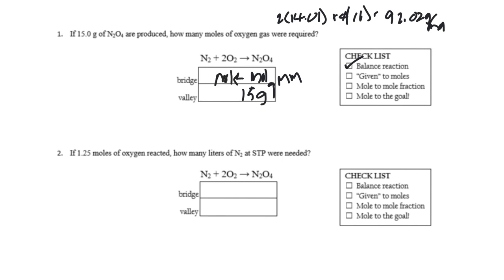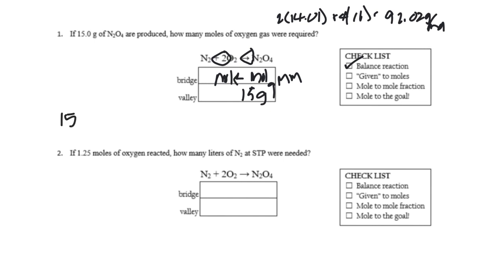Now, once I'm at moles of N2O4, the problem is saying how many moles of oxygen gas I'm going to need. So in order to go across the bridge, I need the coefficients. So I have a 2-to-1 ratio. So now I know the two steps that I'm going to need to do. I'm going to need to first convert to moles, then go mole to mole using the coefficients. So now I am ready to set up my train tracks.